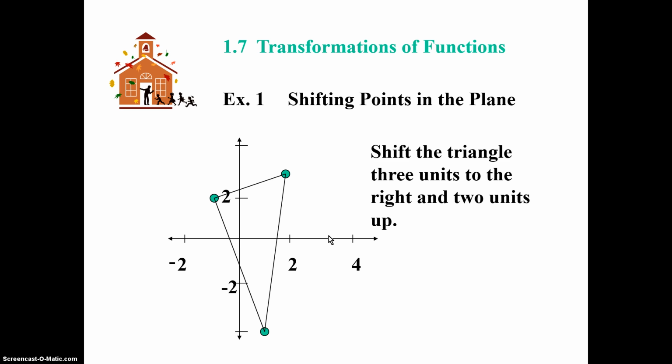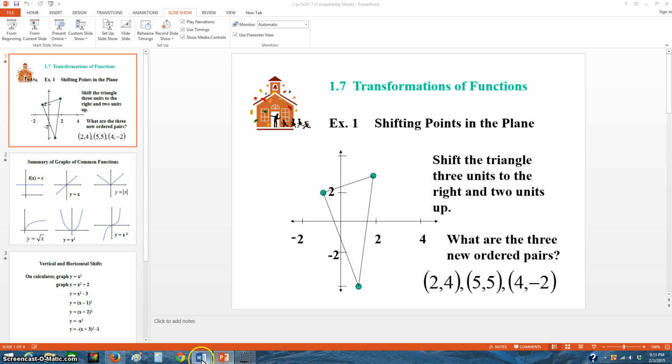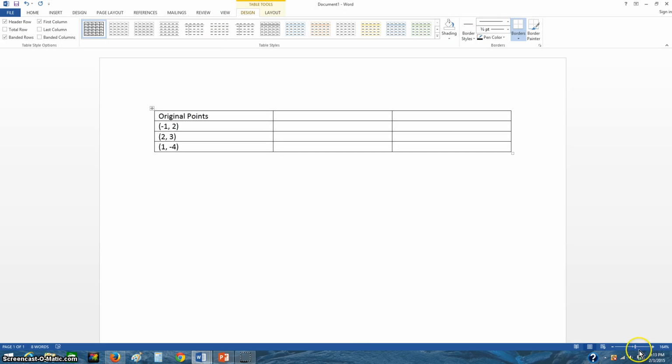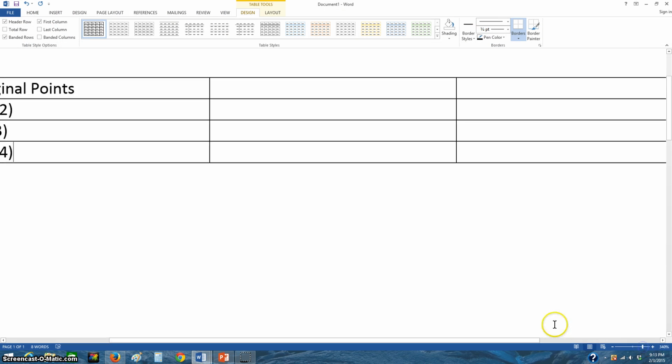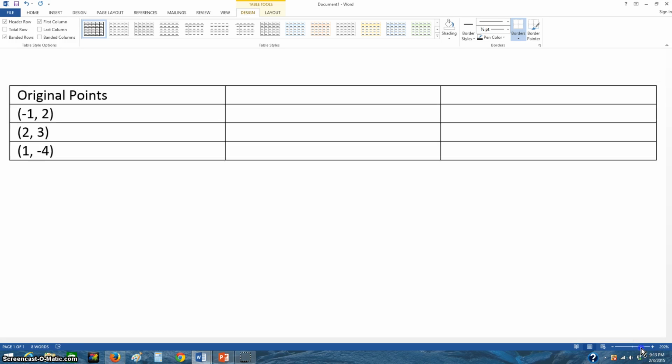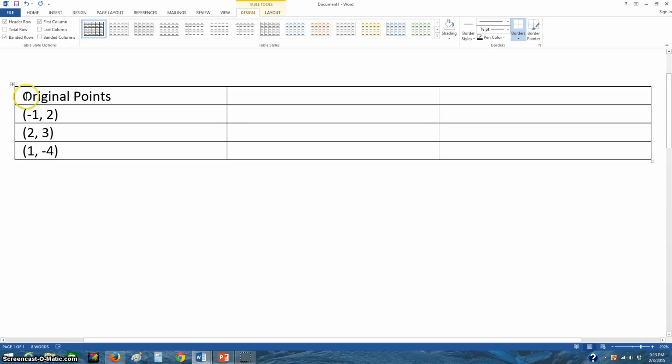Now remember, we've done this problem before at the beginning of the semester. This is where I created a table. So that's exactly what I'm going to do. I'm going to create a table for you. I have it already pre-made with the original points for you. Our original points are, again, negative 1, 2, 2 comma 3, and 1 negative 4, in no certain order. I just picked them like this.